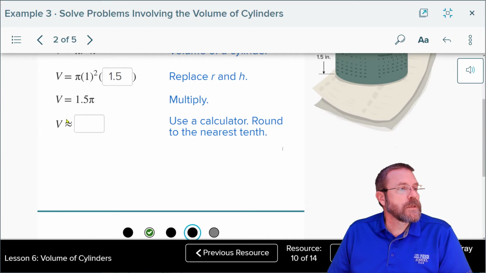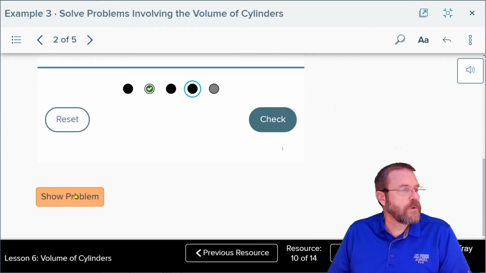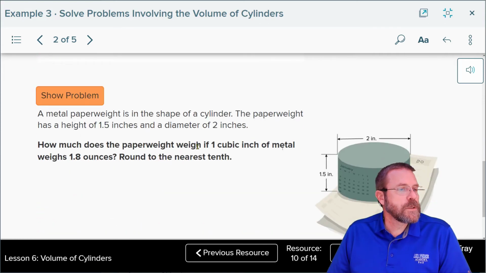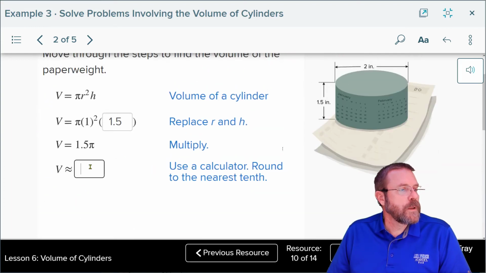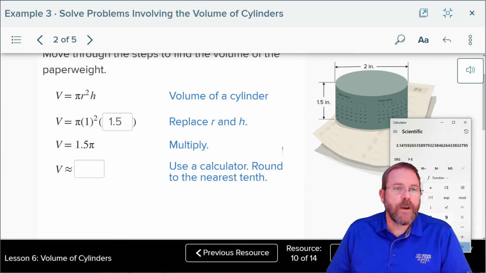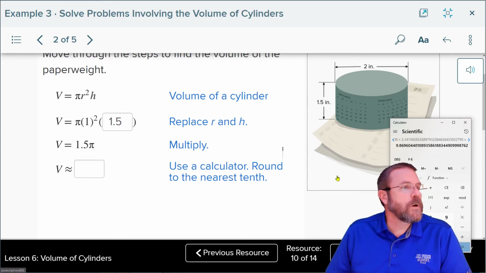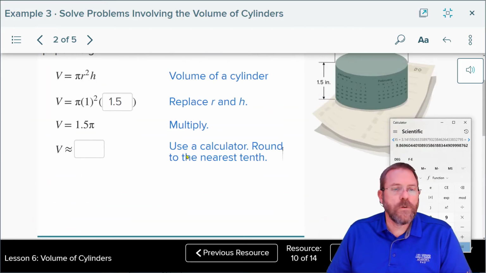Next, they're going to say that 1.5 times pi, and let me see what they wanted us to use for it. It doesn't really tell us what to do. So we can just use our calculator, and we'll try the 1.5 times the pi button to see if that's the answer they want. And they did tell us to round it to the nearest tenth, so the volume there is going to be 9.9.